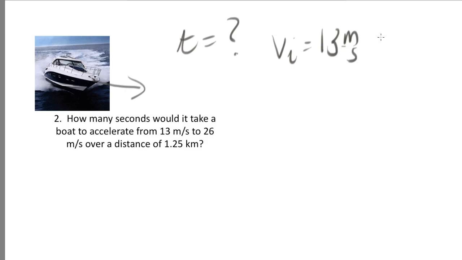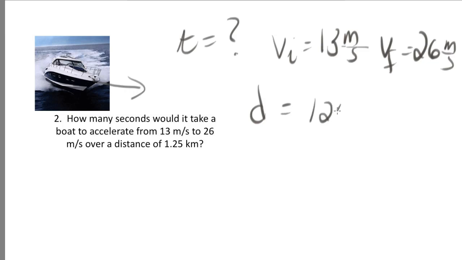To 26 meters per second would be my final velocity over a distance of 1.25 kilometers. Now, units should all be in the same kind. So since there's meters up here in the meters per second, we really should put the distance in meters as well. So instead of 1.25, I'm going to put 1,250 meters because there is 1,000 meters in 1 kilometer, okay?